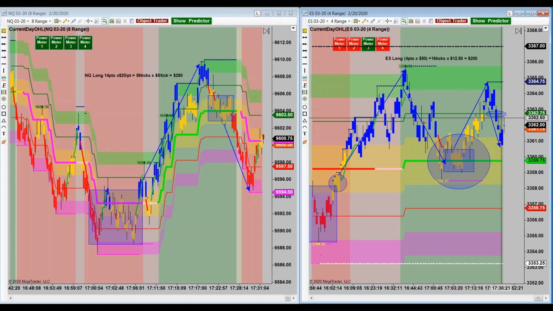4 seconds on the clock. Are you going to short ES? Yes or no? 3 seconds. 2 seconds. Y or N? Don't think about it. Time's up. No. Could you be taking a long? Could this be a long setup in ES?